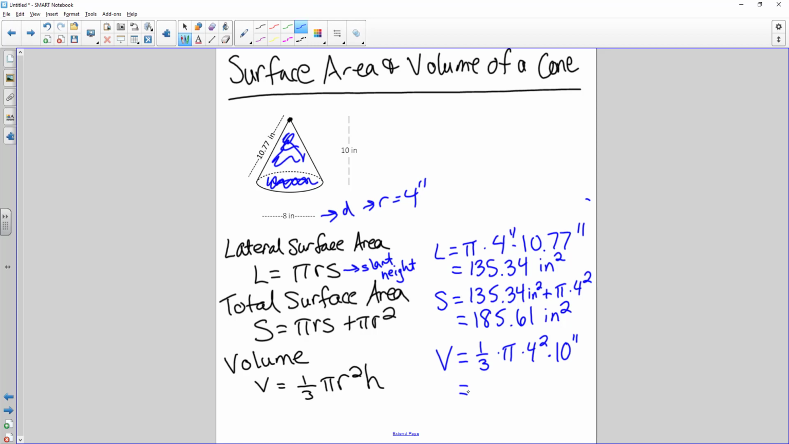So if I take 1/3 of pi of 4 squared of 10, I get 167.55. In this case I squared the 4 inches, so inches squared times inches is inches cubed, which makes sense because I have a volume here, so I should get a cubic unit.